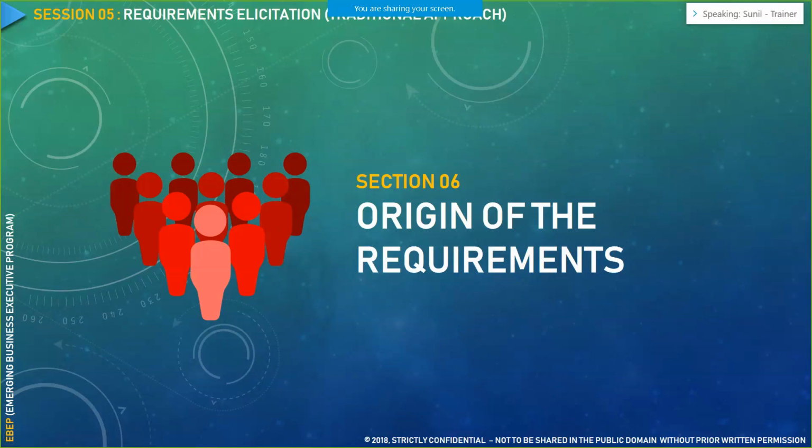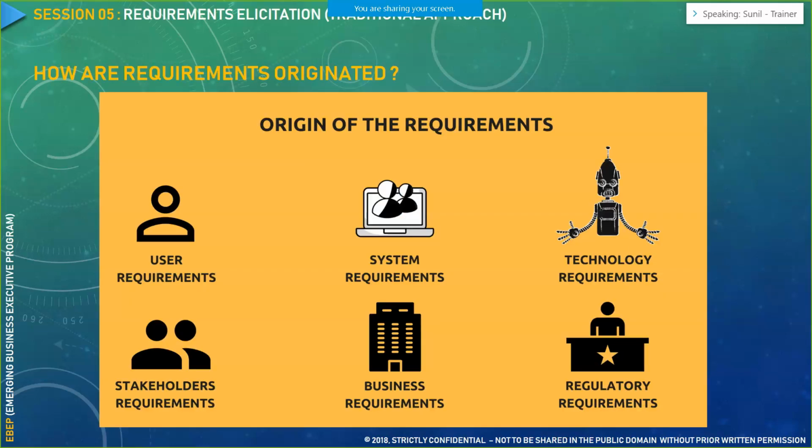Now, how are requirements originated? We understood the process, what a need is, what a requirement is, what requirement attributes and requirement properties are. Now we need to understand how requirements are originated. There could be n number of reasons from where your requirements would originate. It could be a user originating a particular requirement. It could be a particular system. It could be a technical requirement. It could be a stakeholder's requirement. It could be a business requirement, or it could be a regulatory requirement.